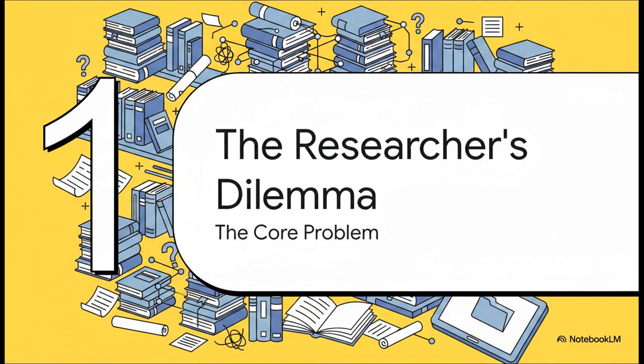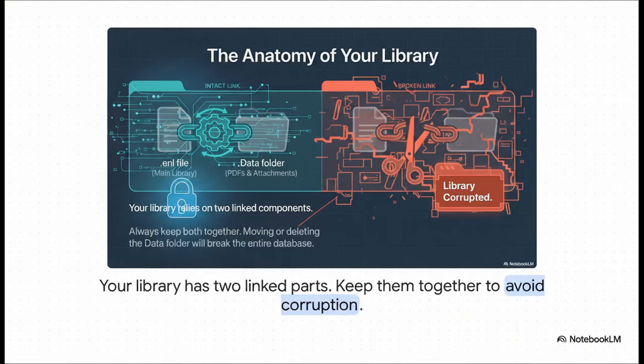All right, so let's lay that first stone. Before we can start building up, we really need to understand the ground we're building on. And that means we have to face what I call the researcher's dilemma, understanding the very nature of the library itself. Okay, first things first, a super important anatomy lesson. Your EndNote library isn't just one single file. It's actually a 2-part system.